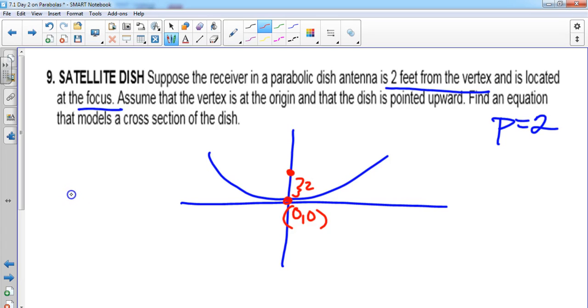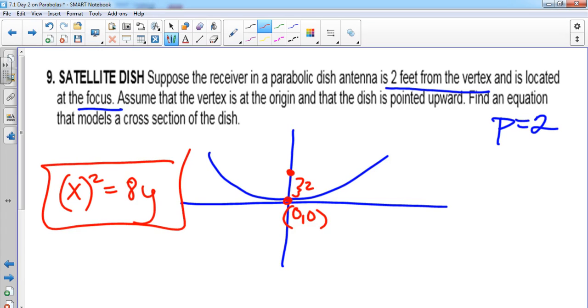Who's got this? Really? Trey? If you tell me the equation of this. Guys, it's a parabola that opens up. Its vertex is 0, 0. X squared equals 8P times y. No, 8. There you go. X squared equals 8y. Okay.